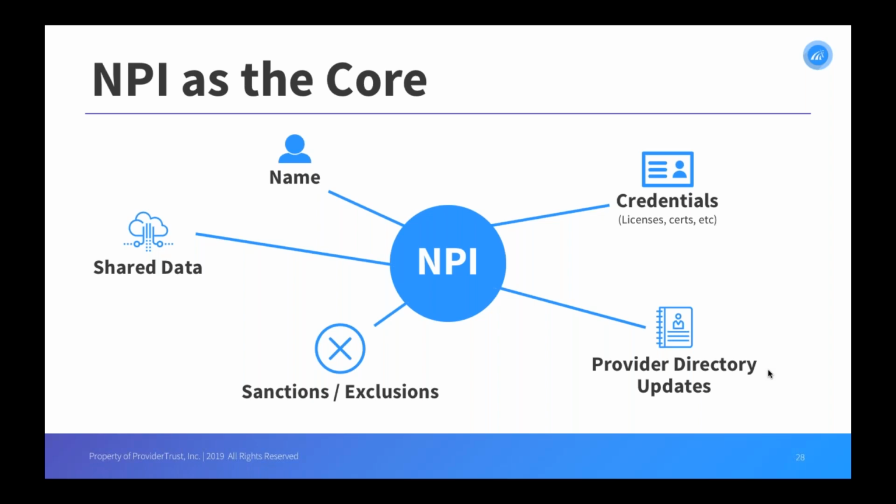So the NPI number, in our minds, is the core of being able to monitor these non-employed practitioners. We know the NPI number has a name and credentials affiliated with it. For our health plans, the provider directories utilize the NPI number. You can use the NPI number to share information, and we can use the NPI in certain cases for sanctions and exclusions. So it really becomes the core of us being able to do all sorts of different things relative to this group of practitioners.